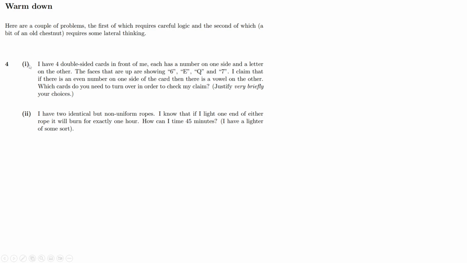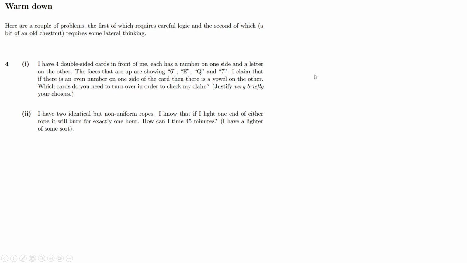Now for the 1-down questions, for I, we have 4 double-sided cards, and they've got numbers and letters on them. These are the letters and numbers. This person is saying that if there's an even number on one side of the card, then there must be a vowel on the other. And how do we check his claim? By turning some number of cards. Now we don't actually have to turn too many cards. We only have to turn 2.